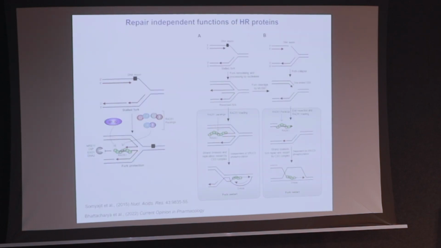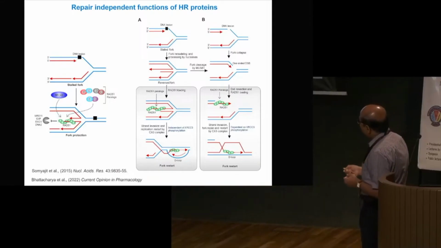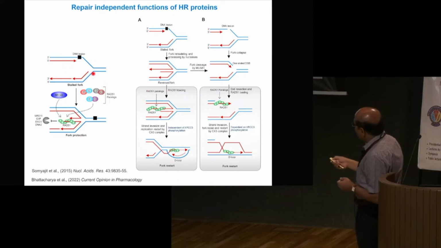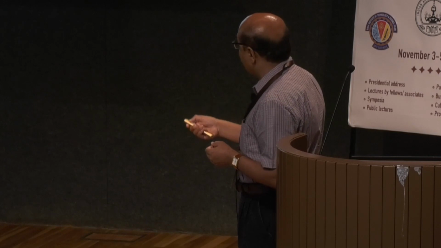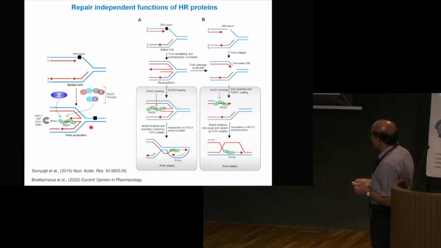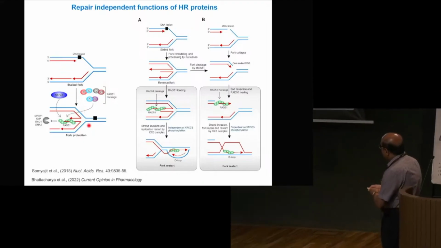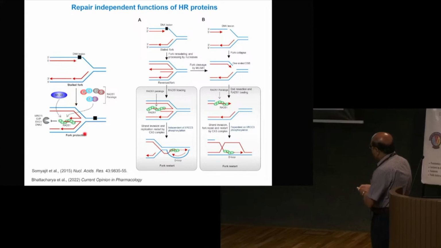In our lab, we showed new, repair-independent functions in taking care of replication problems in the genome. If there is a DNA lesion, the forks undergo remodeling by helicases as well as the RAD51 paralogs. These RAD51 paralogs bind to these reversed forks and stabilize them from degradation by the nucleases. That's how it maintains the integrity of the genome.